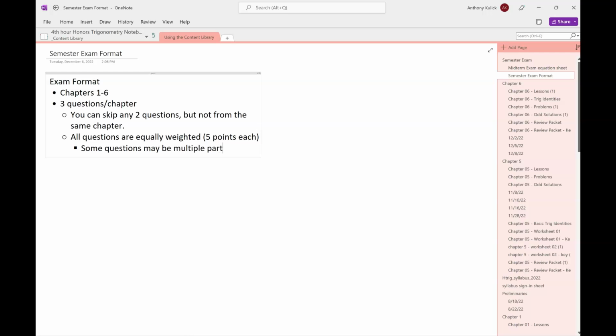Not 300. So even if a question has multiple parts, it still counts as one question. All the parts will sum to 5 still. It's still skippable. If it has parts A, B, and C, that's one skip for all parts A, B, C. Okay?